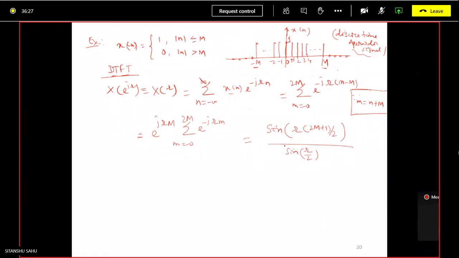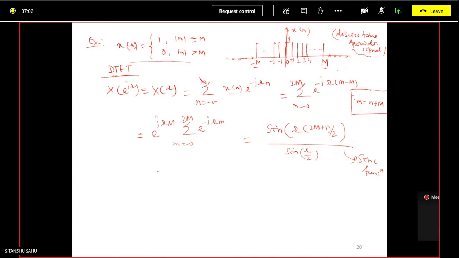Can anyone tell me what this function is? Sine omega m divided by sine omega by 2. Okay, so this is sine. It's a function like sine pi x by pi x, right? So this is called a sinc function. This is very, very important.